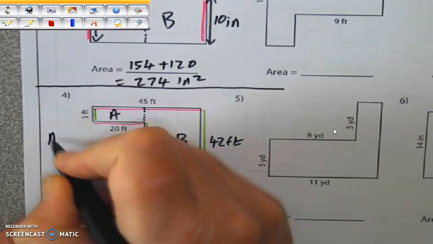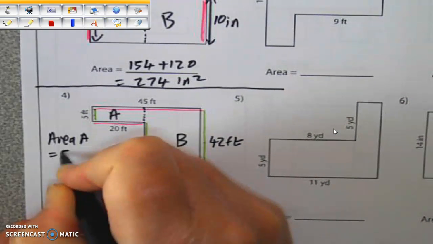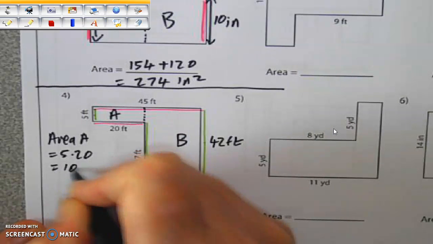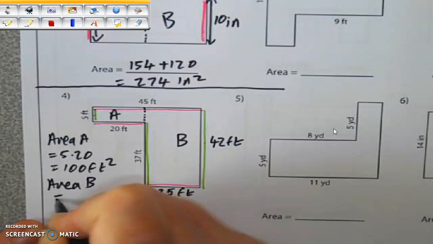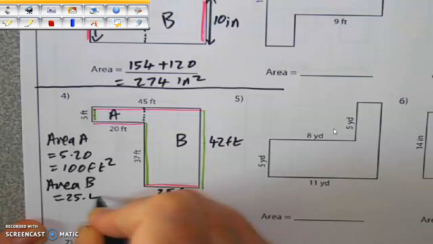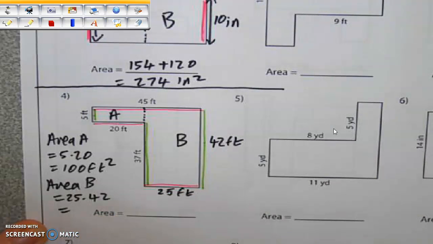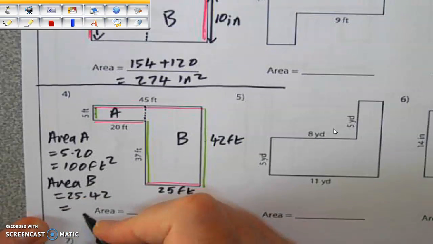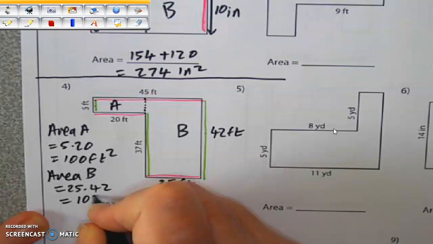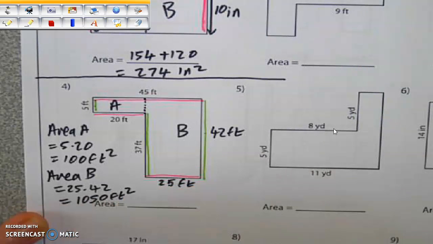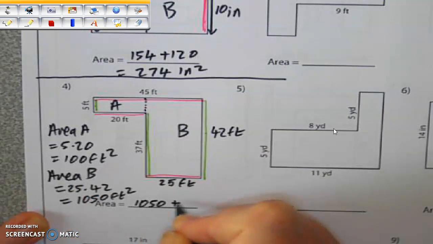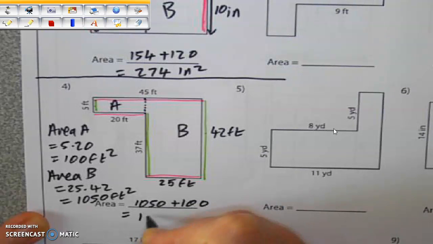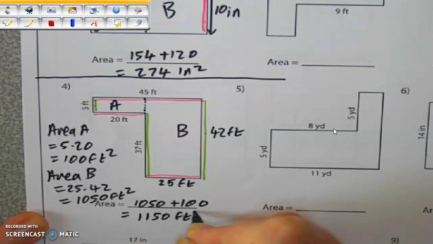Okay, so the area of A is 5 times 20, which is 100 feet squared. The area of B is 25 times 42, which is 1,050 feet squared. And we're adding 100 to that. So it's 1,050 plus 100. So that's going to be 1,150 feet squared.